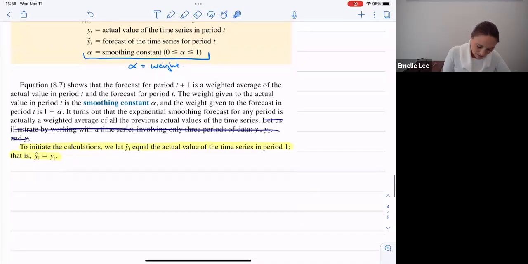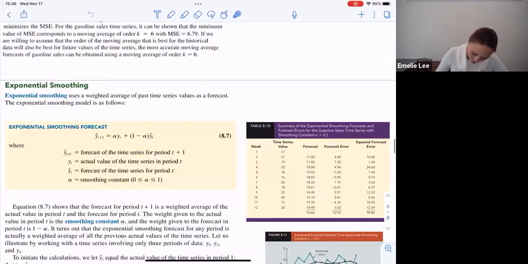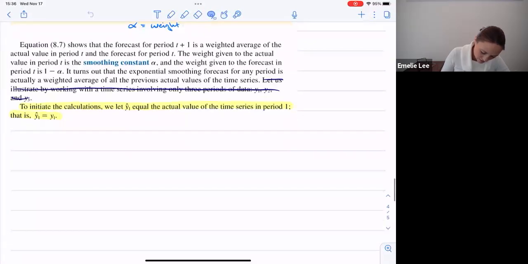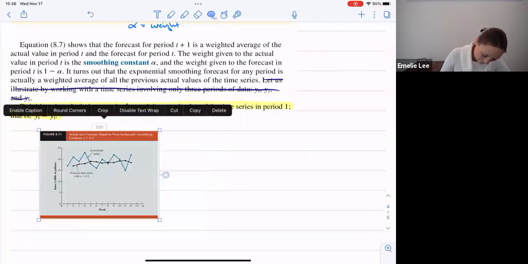Okay, let's see if I have, can't remember. Oh yeah, I do. This is the one I wanted to just have a look at.